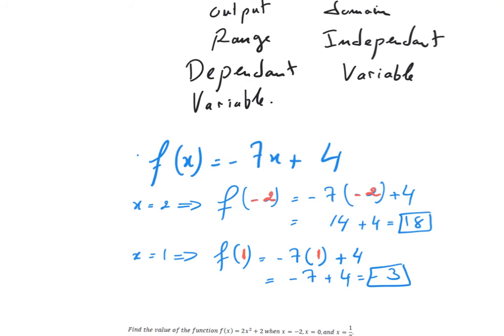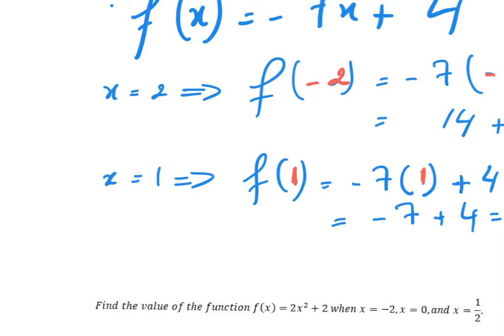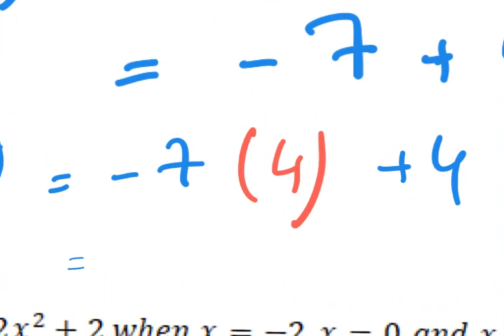The other one we have is with x equals 4. Evaluate f(x) equals negative 7x plus 4 with x equals 4. Again, we're going to do the same thing. So f of 4 equals negative 7 times 4 plus 4. Negative 7 times 4 is negative 28, plus 4, and the answer is negative 24.